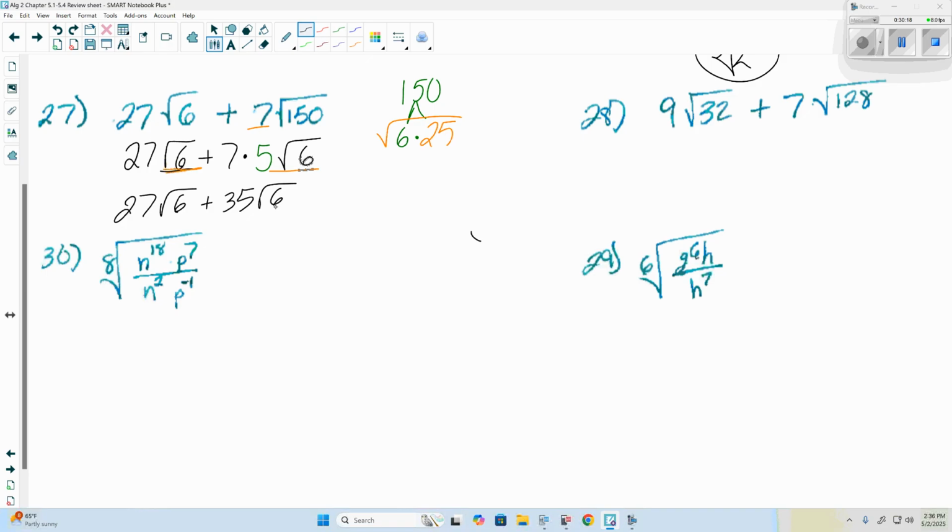It's a little bit of a cheat, the fact that they're going to have to reduce. I'm not going to give you one that's just simplified. So they have to both have a square root of 6. That's why we use the 6. Does that make sense? Yes. 27 plus 35.